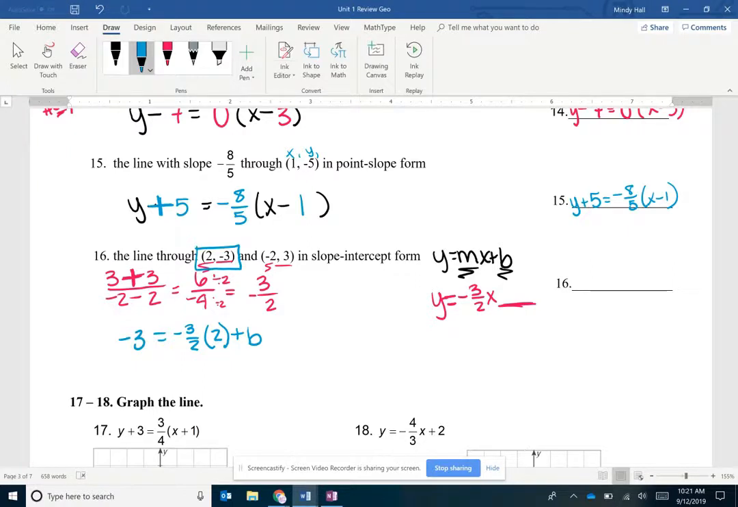So then when you multiply these together, the 2s just cancel each other out, and you are left with negative 3 equals negative 3 plus b. To get the b by itself, we just have to add 3, which in this case, b is 0. So you can write it as negative 3 over 2x plus 0, but ultimately, all you have to write is y equals negative 3 over 2x, and that is it. Okay?